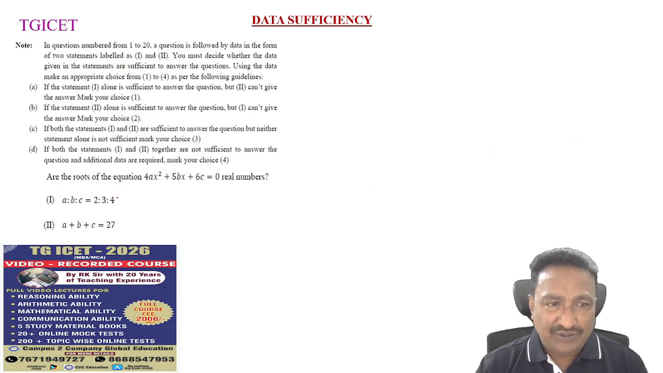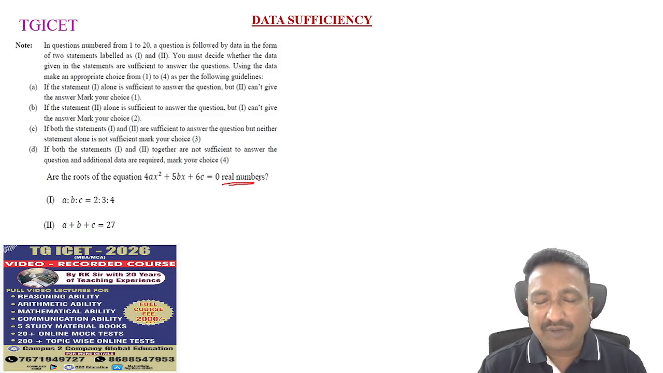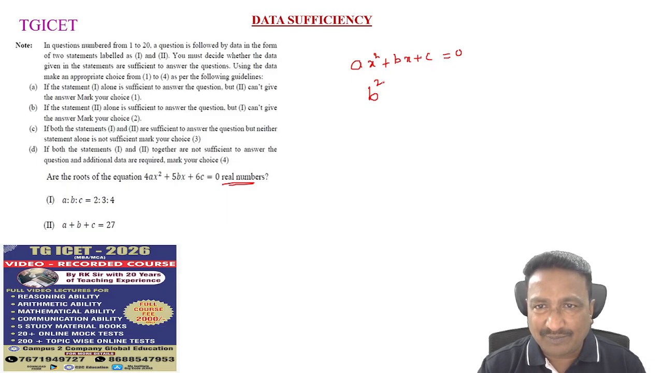Now come to the next question. Are the roots of the equation 4ax square plus 5bx plus 6c real numbers? If you want to answer this question, we should have strong knowledge of quadratic equations. We have the nature of the roots of a quadratic equation ax square plus bx plus c equal to 0. When it has real roots, the discriminant, b square minus 4ac, should be greater than or equal to 0, right guys?